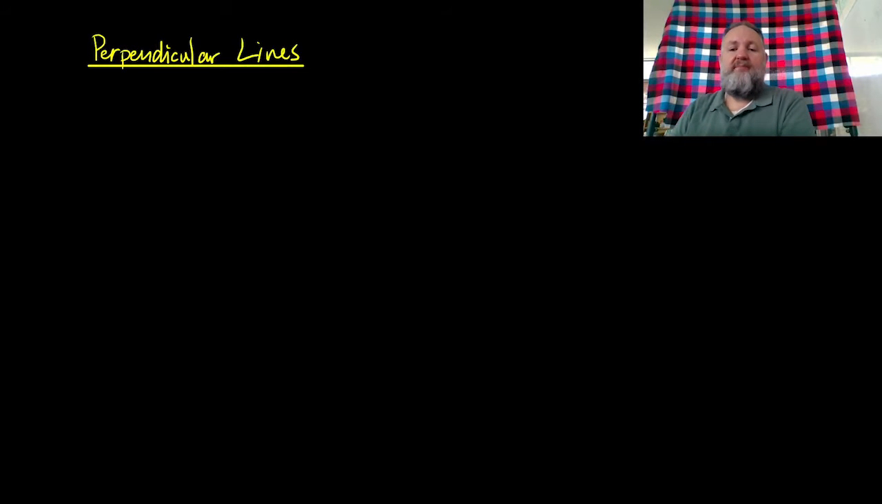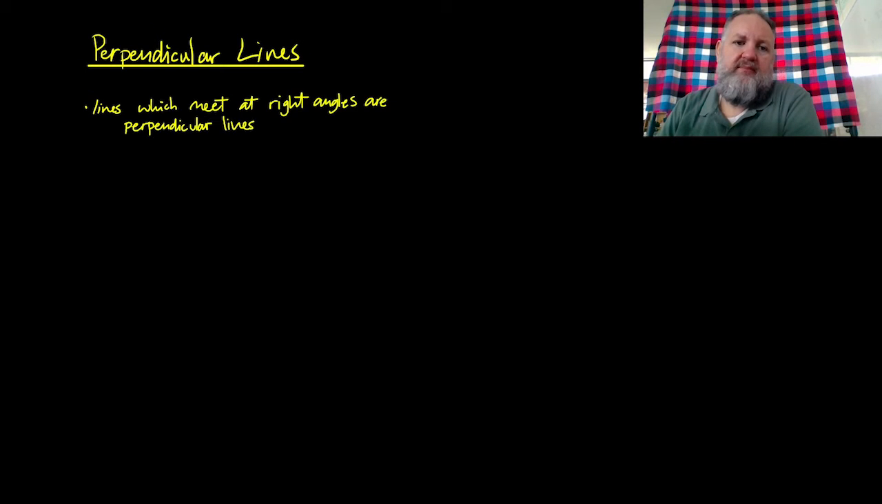Okay, let's talk about perpendicular lines. Slightly different. So we could say that lines that meet at right angles are perpendicular. In other words, if one line is crossing over another line and they're at 90 degrees to each other, then we could say that they are perpendicular lines. So I guess we could sum this up in a pretty simple little rule.